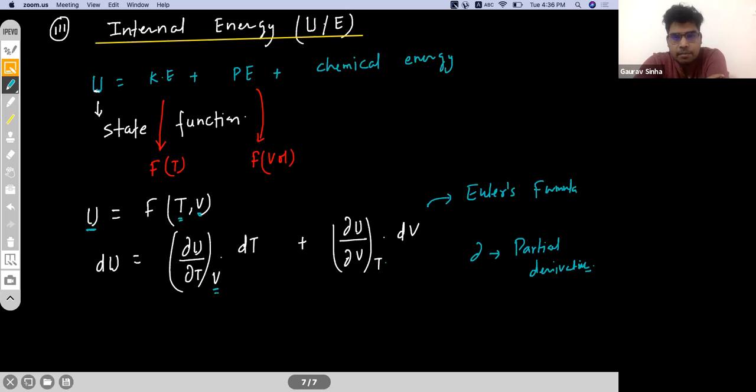D by dx is complete derivative. There is no partial derivative in this. D by dx we use when there is only one independent variable and one dependent variable. Correct? When we have only one independent variable, then we use d by dx, differentiation. Clear now?